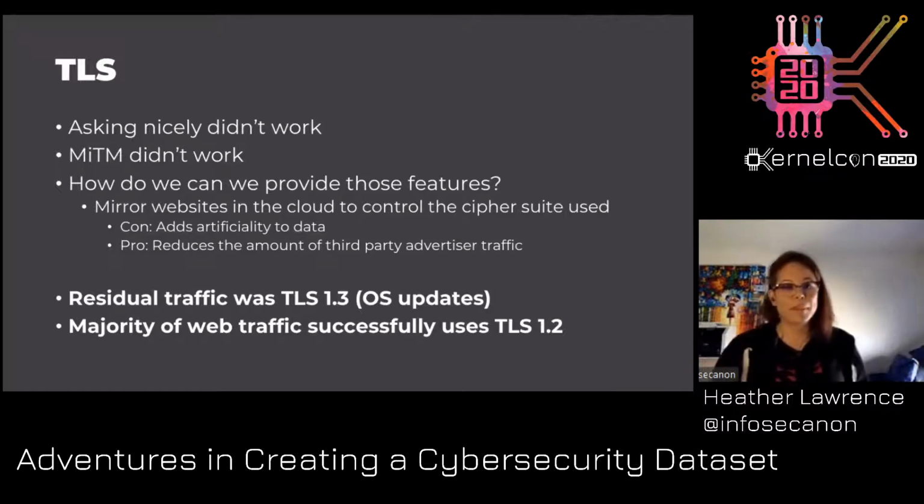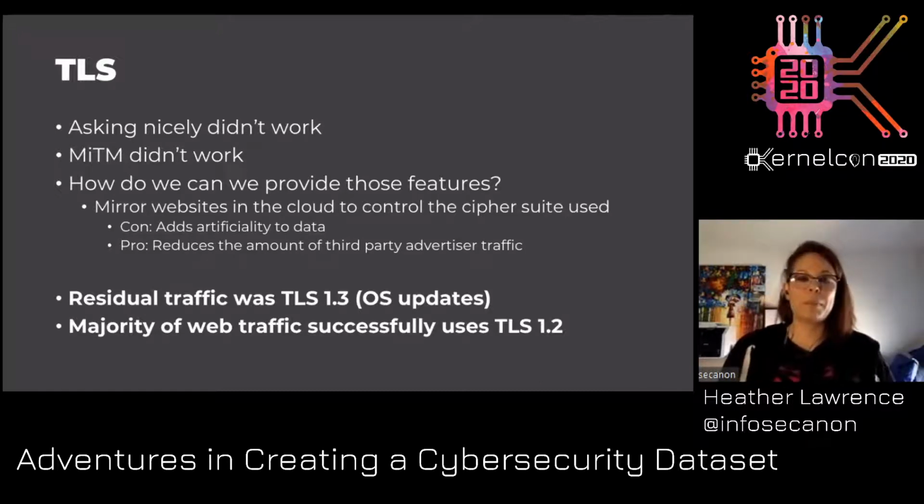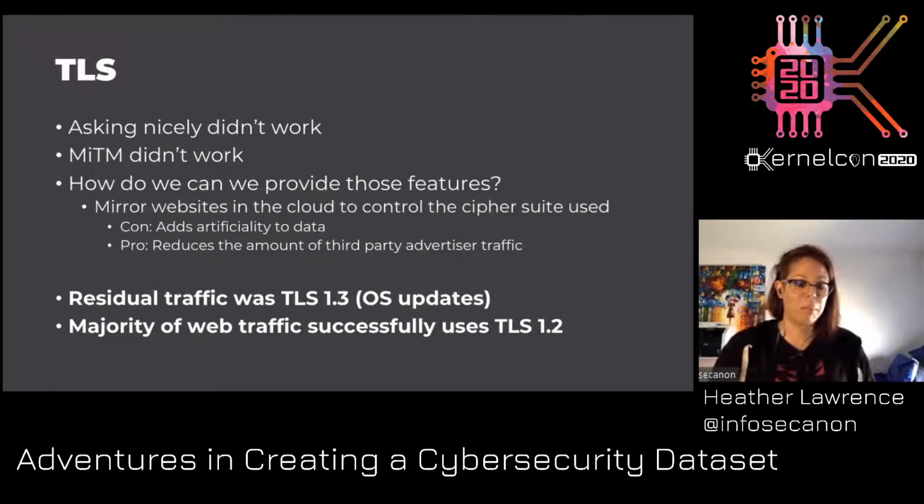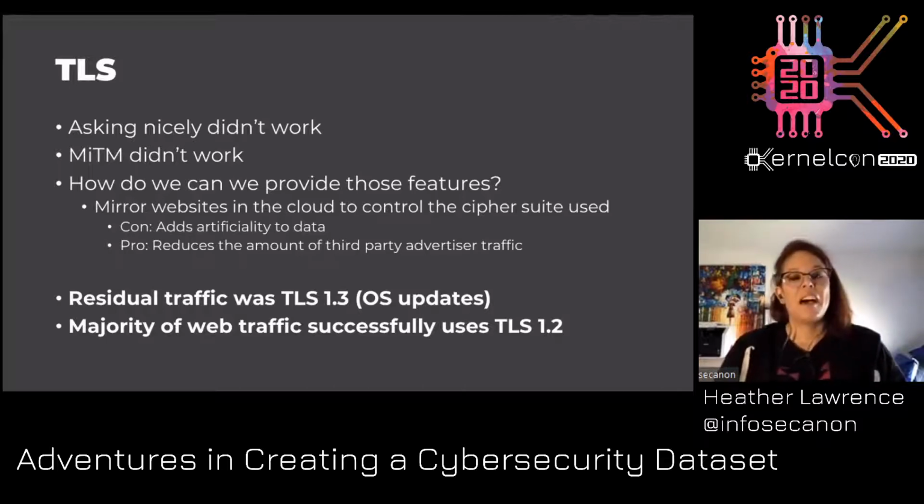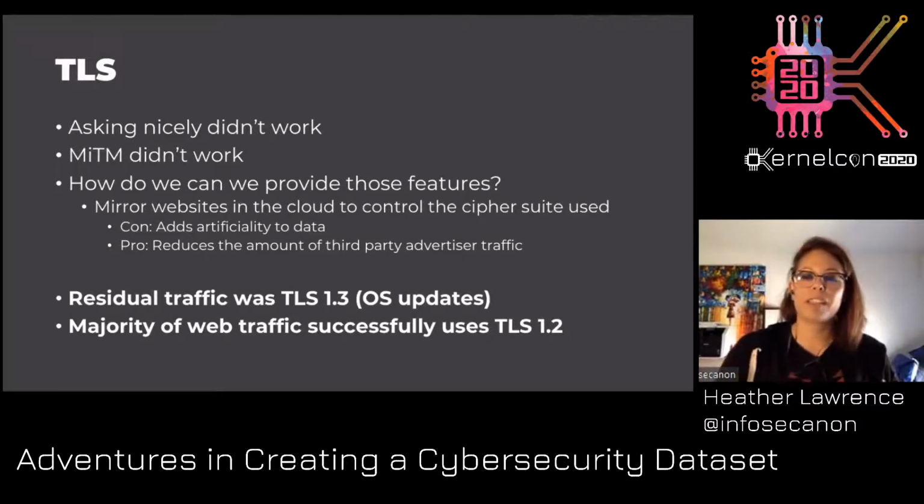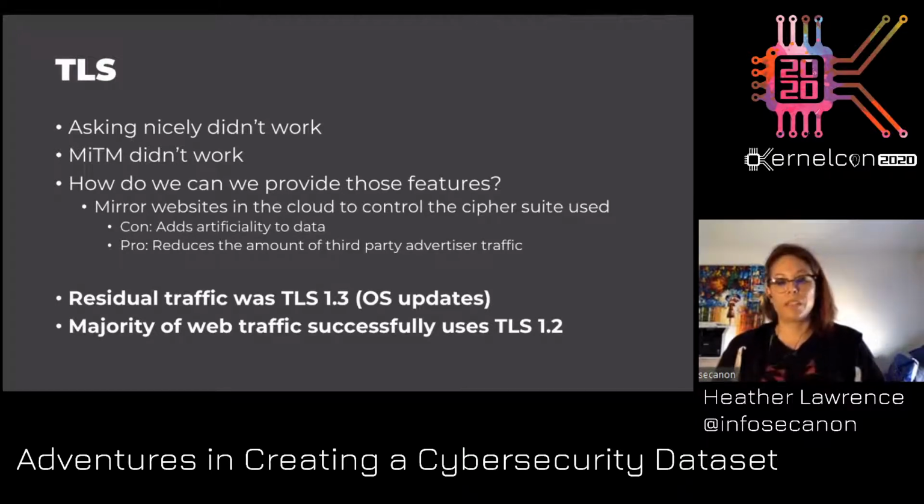So asking nicely didn't work. Man in the middle didn't work. How do we provide these features? We mirrored these websites to control the cipher suite. And this added artificiality to the data, but it had the upside of removing a lot of the third-party advertiser traffic. The residual traffic we had was TLS 1.3, but it was mostly OS updates. It wasn't through website surfing. And the majority of our traffic still uses TLS 1.2.